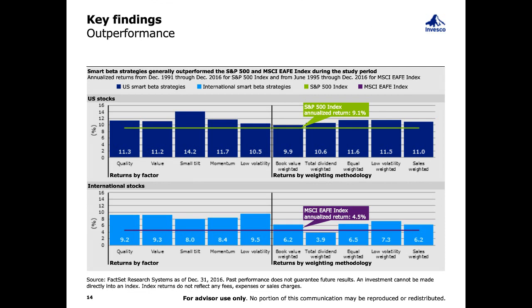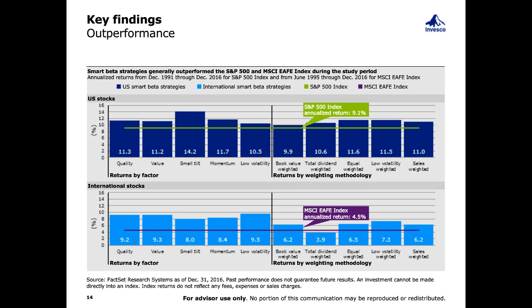First, let's start with performance. Among U.S. stocks from December 1991 through December 2016, all 5 factors and all 5 alternative weighting methodologies that we studied deliver excess returns relative to market cap weighted S&P 500 as depicted in the top half of this chart. Among international stocks from June 1995 to December 2016, all 5 factors and 4 of the 5 alternative weighting methodologies outpaced the market cap weighted MSCI EAFE index.